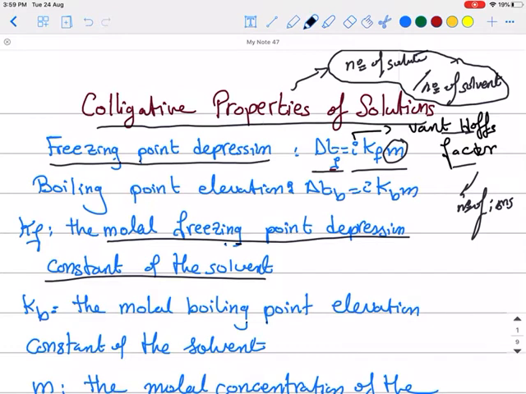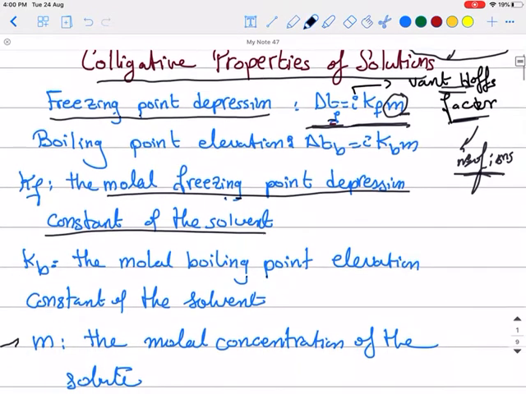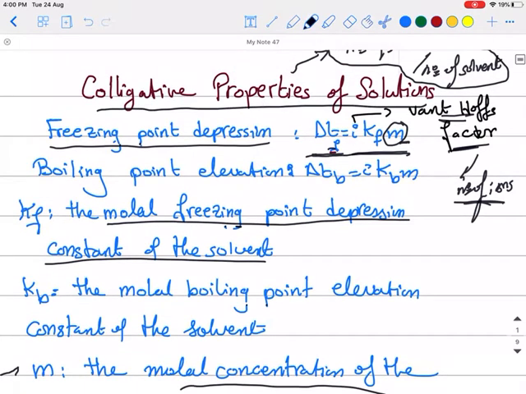When we add solute to a solvent, the freezing point gets depressed. So the formula that we use is delta T freezing equals i Kf times m. i stands for the Van 't Hoff factor, which is the number of moles of ions in case we are dealing with ionic compounds. If the compound is a molecule, then i will be equal to 1. m stands for the molal concentration of the solute, and Kf is the constant. If I'm talking about freezing, it will be the molal freezing point depression constant of the solvent.